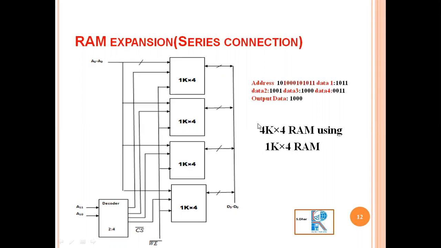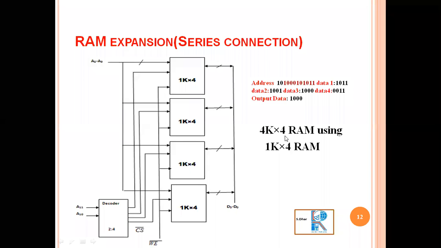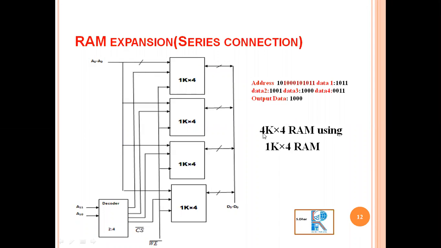This is 4K. K means 2 to the power 10, you know, and 4 means 2 to the power 2. So if I multiply, what will happen? 2 to the power 2 into 2 to the power 10 is 2 to the power 12. That means, what should be the address bits in this 4K into 4 RAM? It should be 12 address bits.